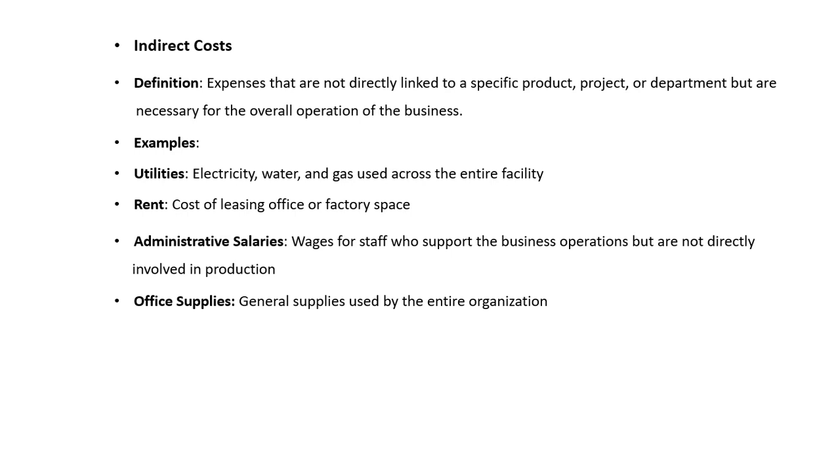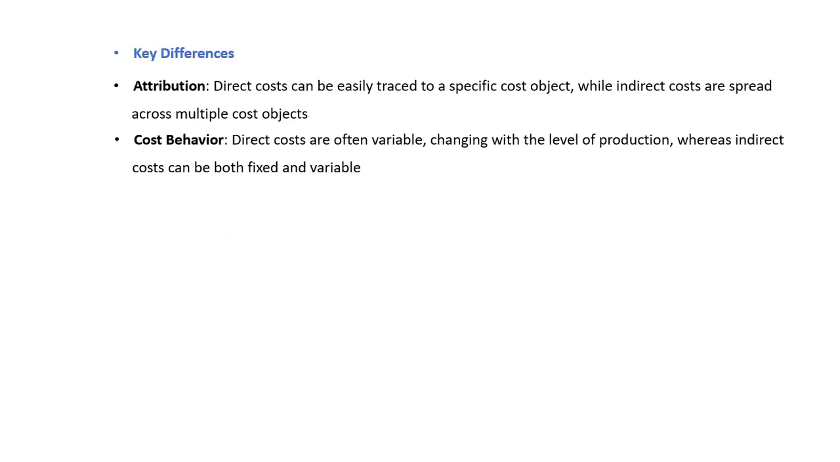Indirect costs. Definition: expenses that are not directly linked to a specific product, project, or department, but are necessary for the overall operation of the business. Examples: utilities, electricity, water, and gas used across the entire facility. Rent, cost of leasing office or factory space. Administrative salaries, wages for staff who support the business operations but are not directly involved in production. Office supplies, general supplies used by the entire organization.